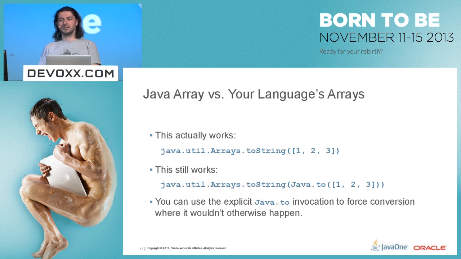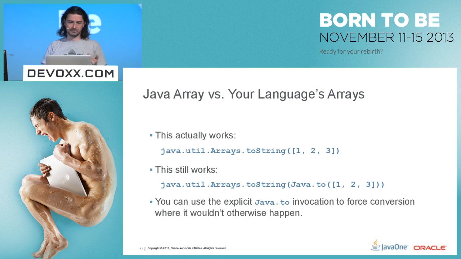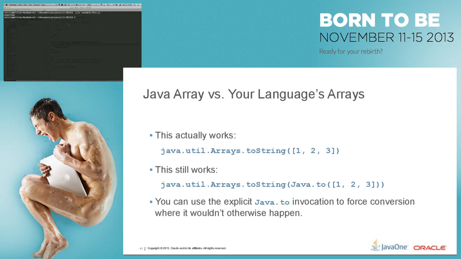We also try to listen to community feedback, which apparently we can do. So this is now actually supposed to work, but the thing down there also still works, because sometimes you maybe want to create a Java array and not immediately pass it to a Java API that expects one, so you can just do your conversion manually.